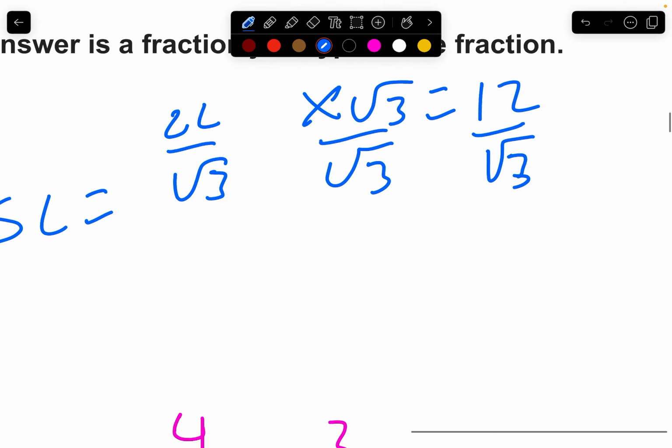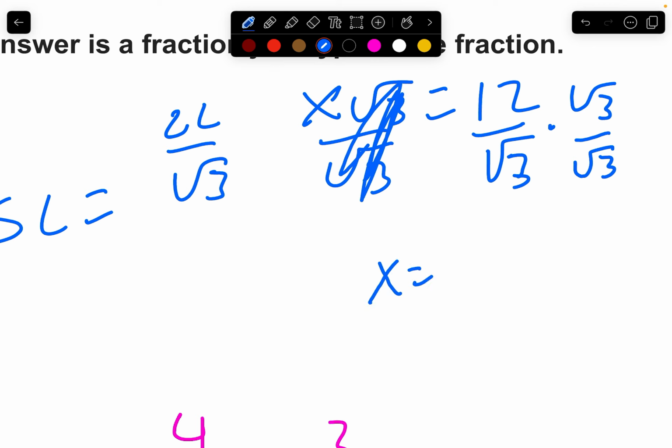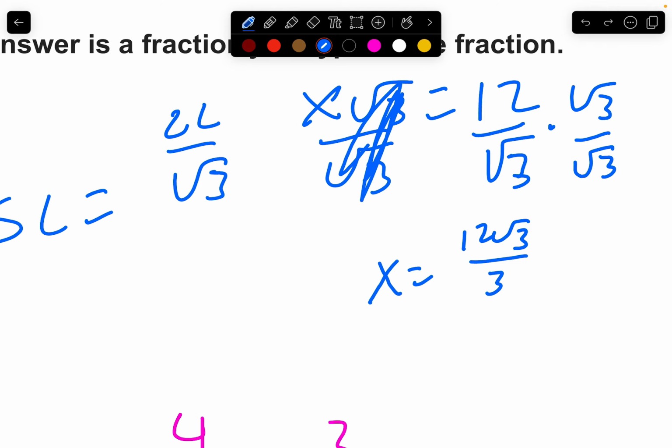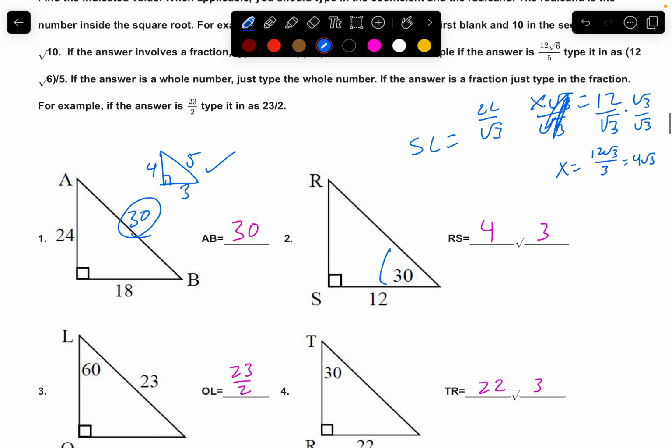12 divided by root 3. I'm not going to do this every time, but this is the process that we're going to do to simplify it. We multiply the top and bottom by root 3. These cancel out. So we have x equals 12 root 3 on top and whole number 3 on bottom. Well, that reduces: 12 divided by 3 is 4. So that would be 4 root 3. So this side is 4 root 3, which is the side they're asking for. If I needed the hypotenuse, that would be 8 root 3, but they didn't ask for it.